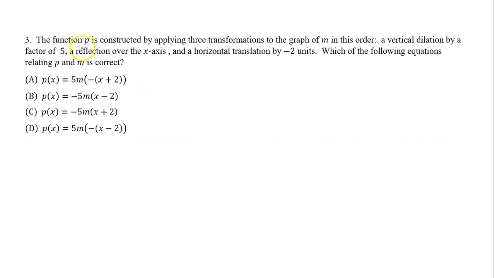Number 3, the function p is constructed by applying three transformations to the graph of m in this order: a vertical dilation by a factor of 5, a reflection over the x-axis, and a horizontal translation by -2 units. Which of the following equations relating p and m is correct?